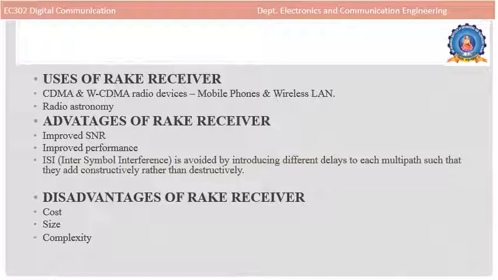And the disadvantages of rake receivers are their complexity and size. So the size and complexity increase, which also increases the cost. Thank you.